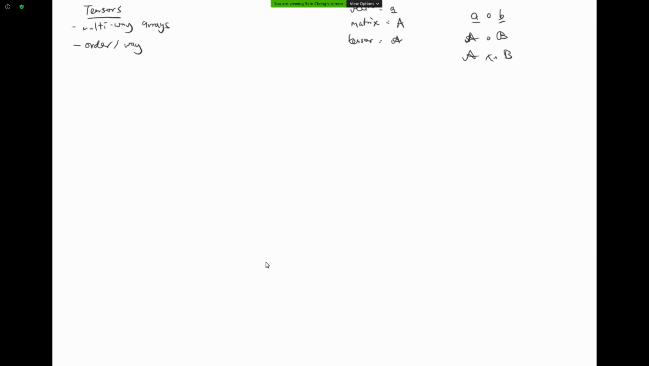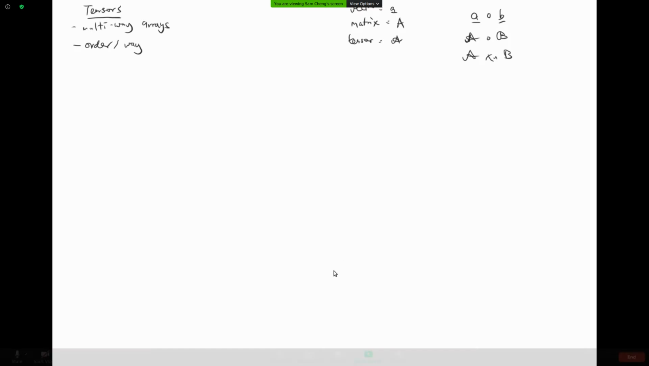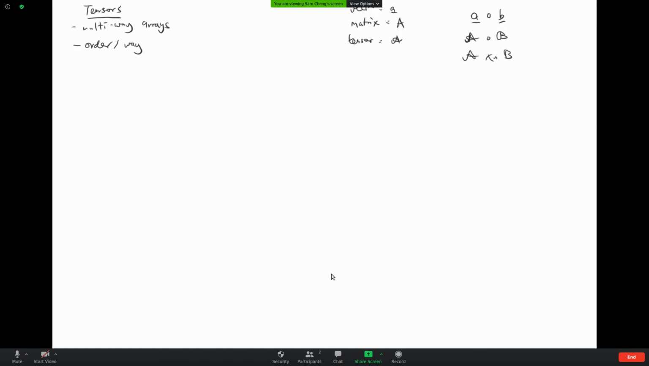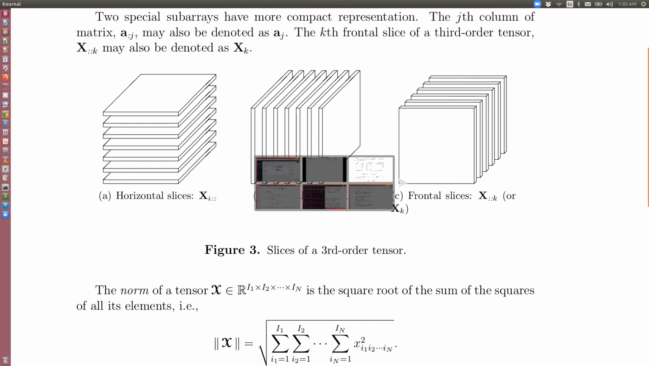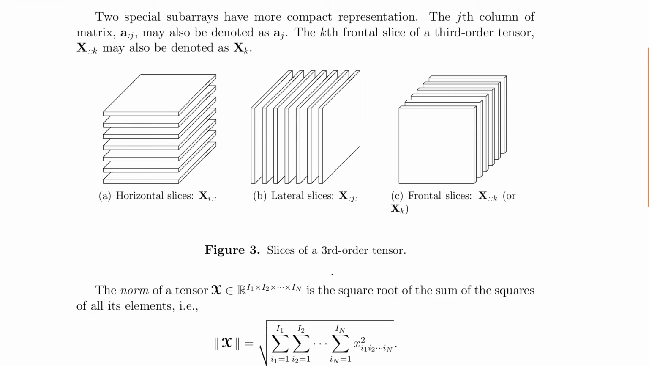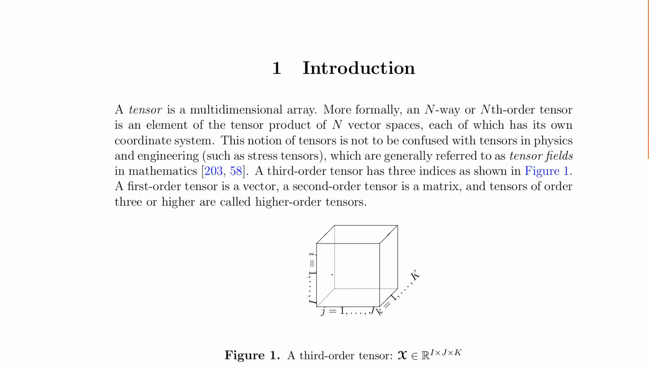Hello. Okay, I'd like to talk about tensors today, and I think it will be a relatively short video. It will be kind of an introduction and reading a couple of tutorials, and I guess this is also a note for me.